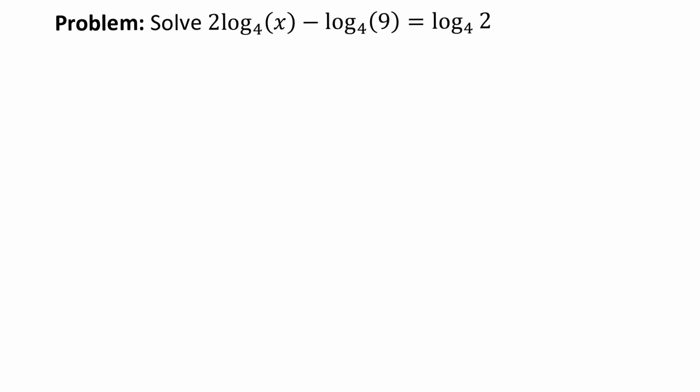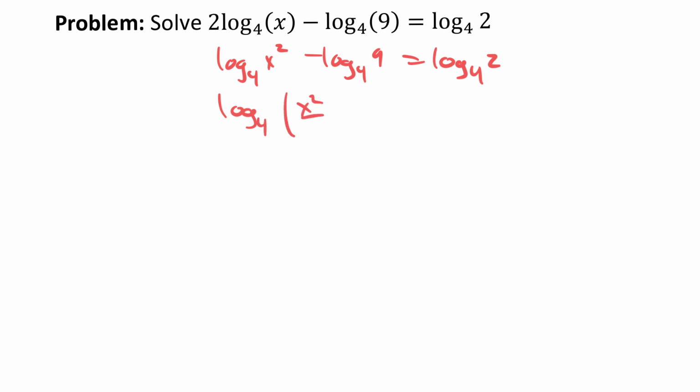All right, here's another one. So I'd encourage you to pause the video and give this a try. Okay, so let's hop that 2 up to make an x squared. That's our first step. Then we'll combine them. Remember, the subtraction becomes division. Now we've got 1 log on one side, 1 log on the other side, so we drop it.